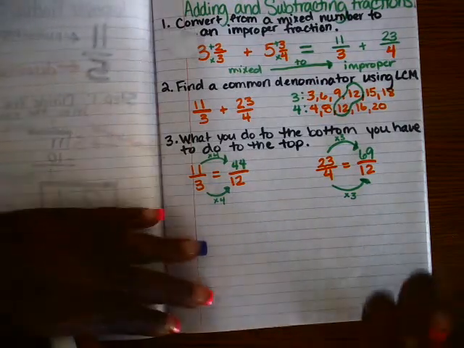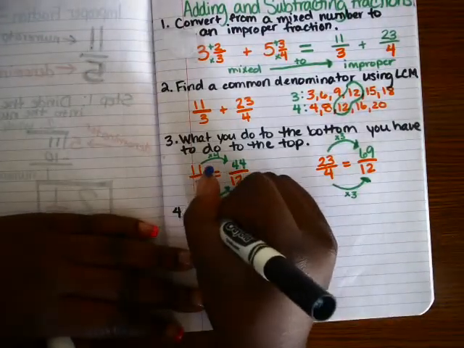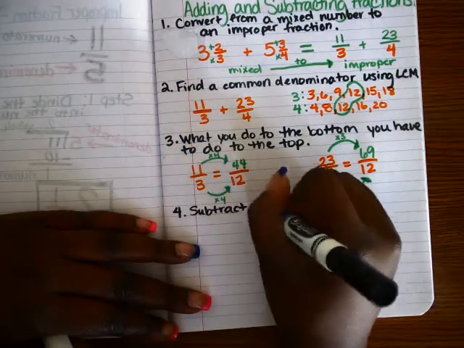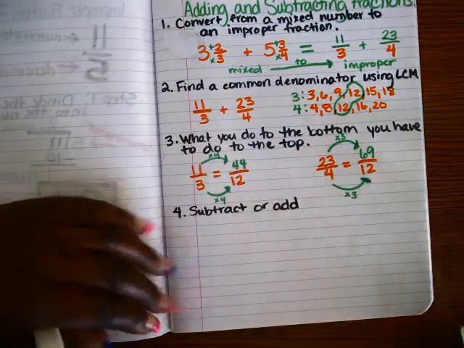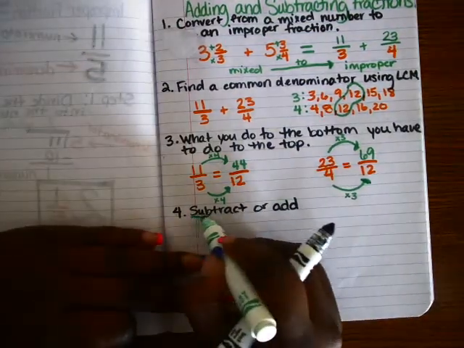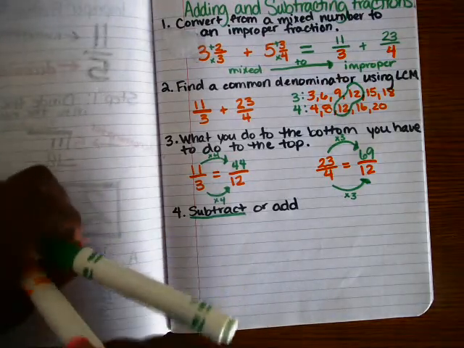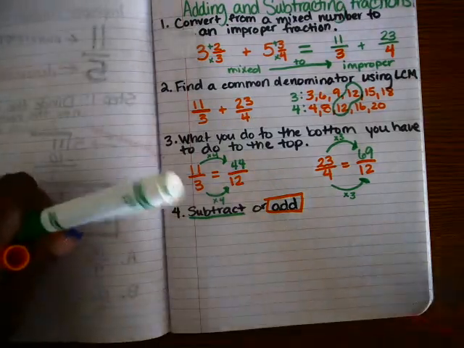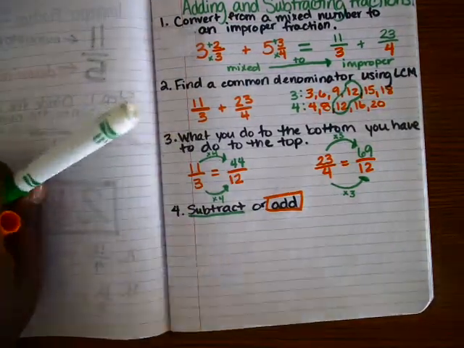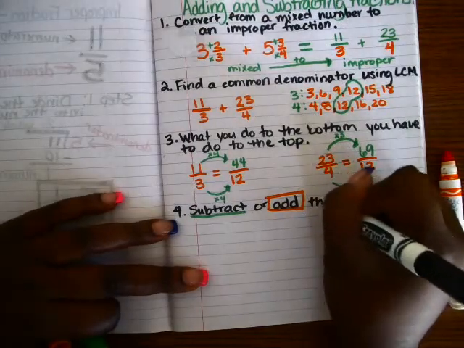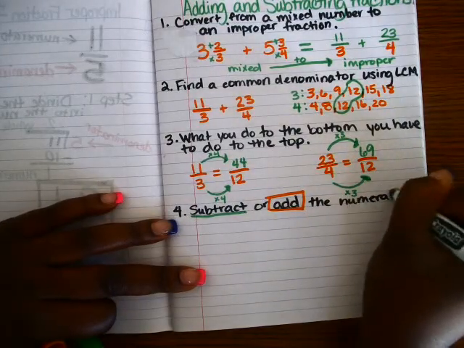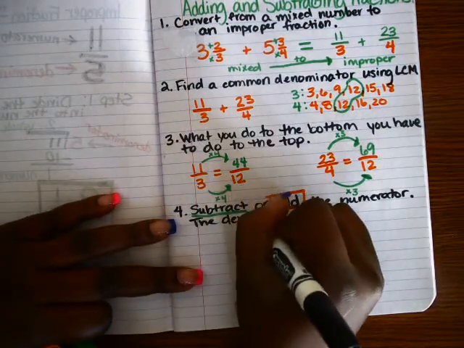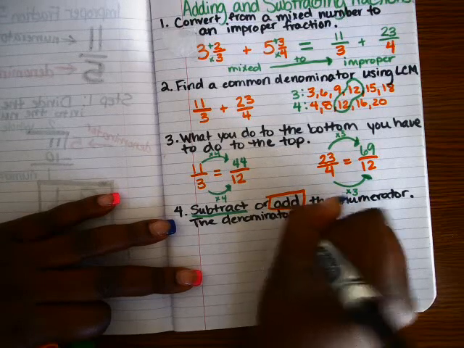For our next step, this is where we actually get into adding and subtracting. So your step is you want to subtract or add the numerators. You only want to subtract or add the numerators. In this case, we're going to add because that's what our problem is. Always remember, the denominators stay the same.